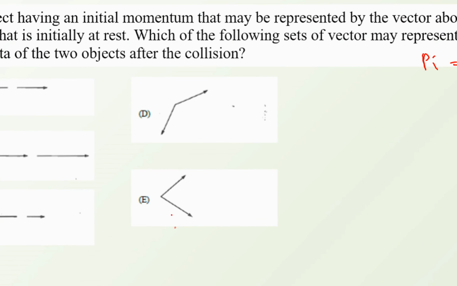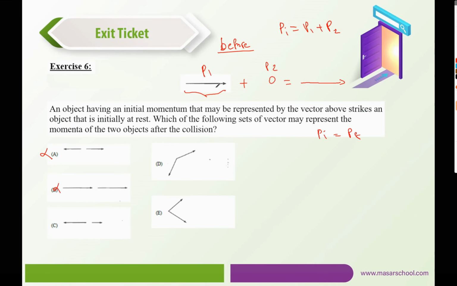Now for part E, if you notice carefully, this can be decomposed into up and right, and this vector as well can be decomposed into down and right. Now this vector up cancels with down, and we're left with two vectors adding up to the right, which would give us this vector, which makes E the correct answer.